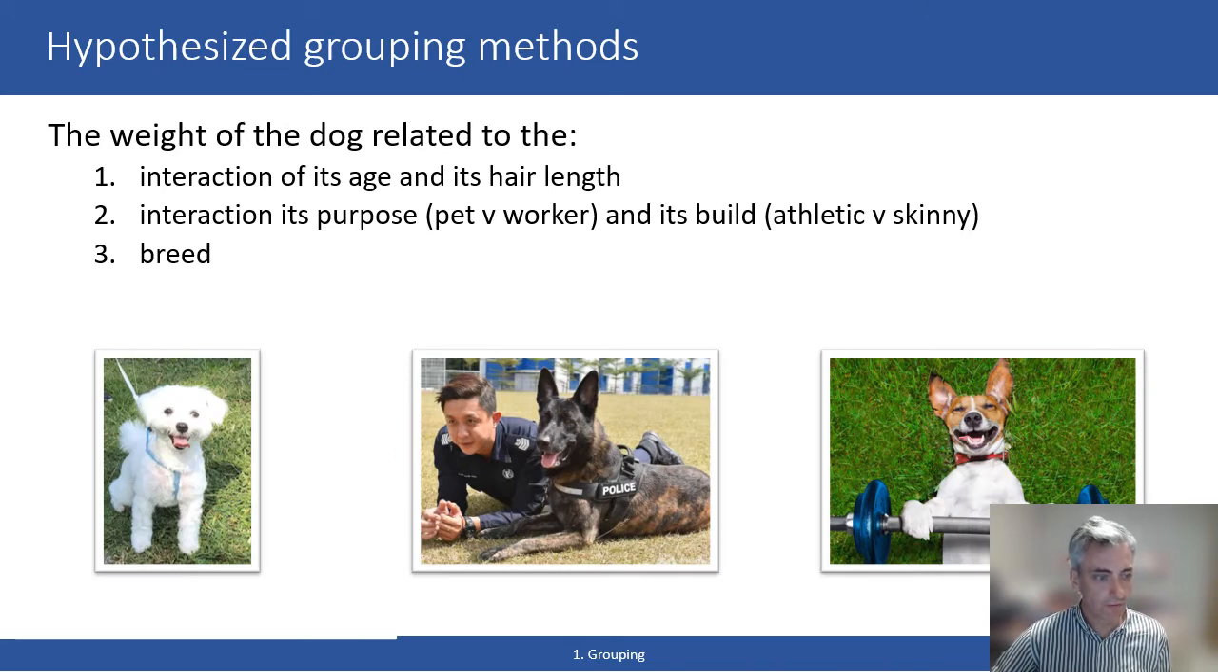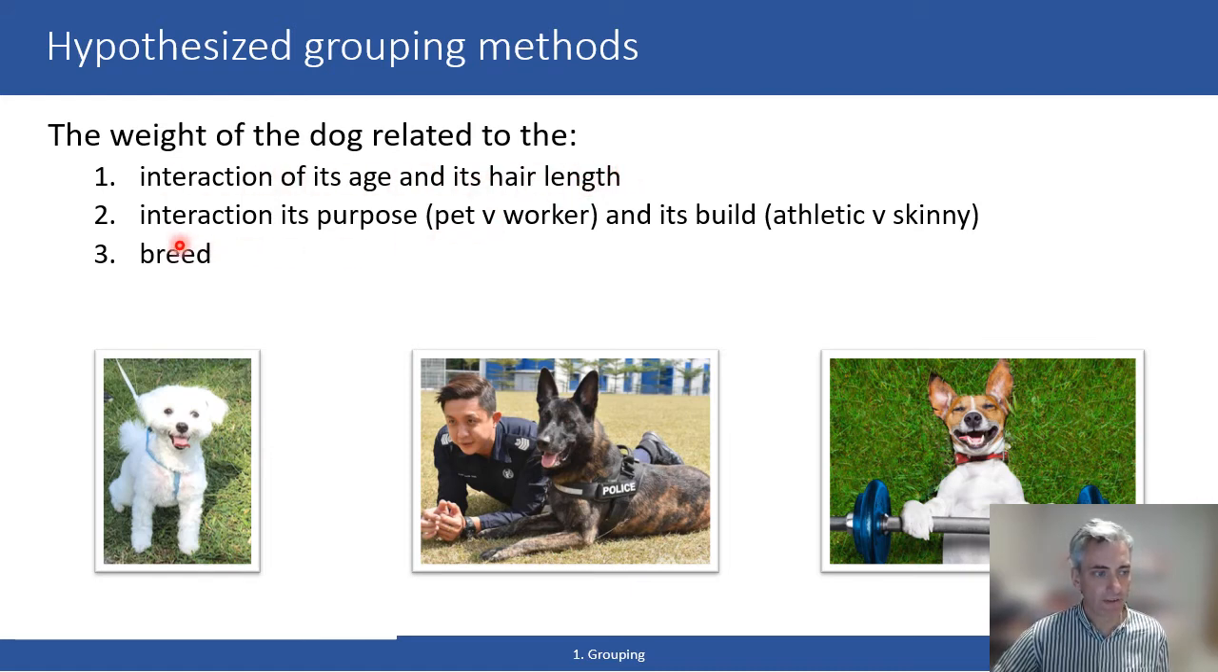So the first way that we might explain this distribution, our first guess or our first hypothesis, is that the weight of the dog is somehow correlated to the age of the dog and also the dog's hair length, right? So this is our first hypothesis of a way of grouping these different dogs. Maybe we think that all the dogs that have got short hair and are young happen to be very small, have a very low weight, whereas older dogs with longer hair probably are heavier. So maybe this is our first hypothesis.